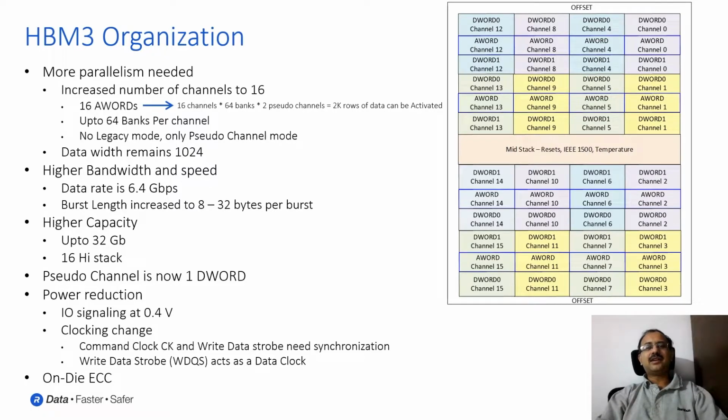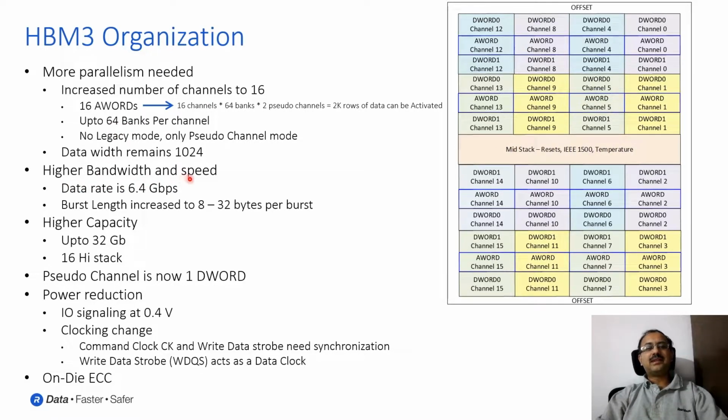So this is only creating parallelism by giving more addresses, and that means more address space and more rows which can be kept open. So that means at any point of time about 2k rows of data can be activated using an active command. There are 64 banks per channel now, which again adds to more parallelism. There is no legacy mode now, it has to be only pseudo-channel mode. The data width remains the same, 1024. So the parallelism part has been addressed by increasing the number of channels and by having more banks per channel.